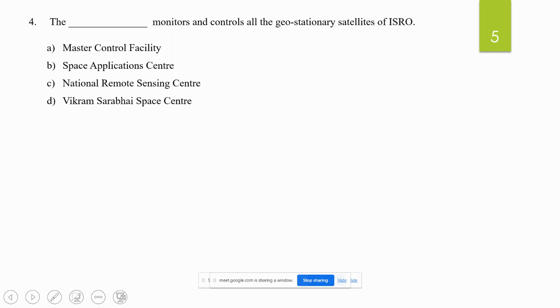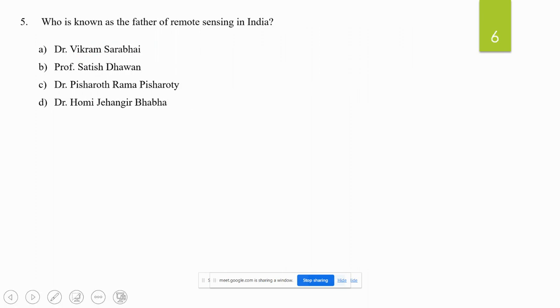Fourth question: from where do we monitor and control all the geostationary satellites of ISRO? What is that called? This is a direct question, so I have nothing to explain. This is the Master Control Facility. Then the fifth question is, who is known as the father of remote sensing in India? This is also a direct question. If you search, you will be able to get it, that is Pisharoty Rama Pisharoty.